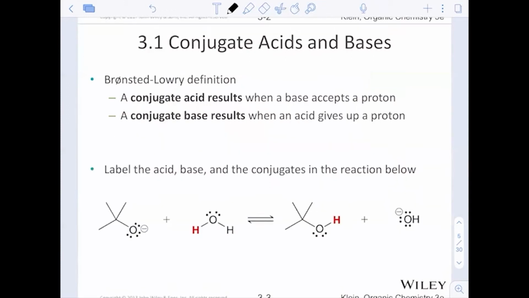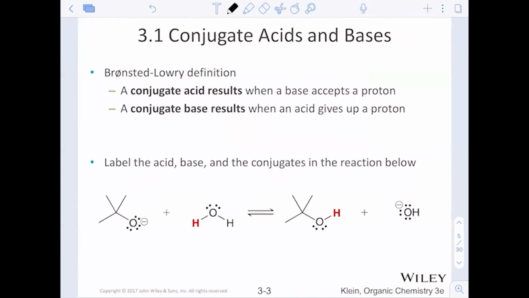If you need a little definition of the conjugates, again, here they are. A conjugate acid is what results when the base pulls off the proton or accepts the proton. And a conjugate base results when an acid gives up a proton, right? So looking at that link, the conjugate acid is linked to the base, and the conjugate base is linked to the original acid. So let's look at this example again. Let's just see what's happening.